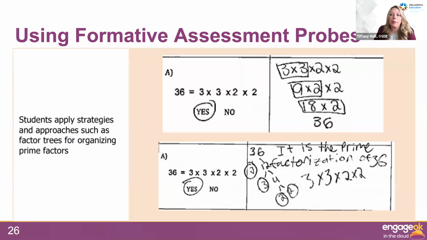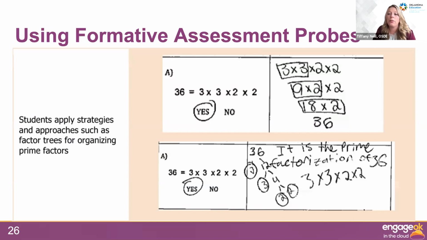So here's another example of a formative assessment. This one's in math. And here we see when students are responding to this question, they're being asked, is this a correct answer? Yes or no, or a correct version or way of thinking about this math problem. And then on the right, students are asked to explain their thinking.